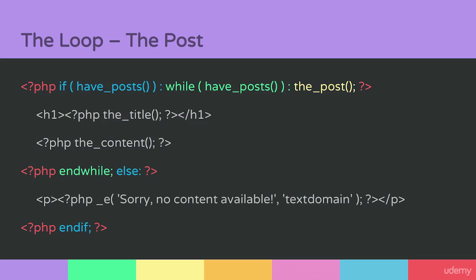So once you have the post set up, then inside of that, you could do things like use title tags, which we'll look at, but the title and the content are automatically going to display that. And then down below, we're using a custom WordPress function to echo out, sorry, no content available, and the text domain we'll look at later in this course, but that basically allows you to translate it easily. So other languages can say, hey, instead of displaying that message, display something else instead. So that is the loop.